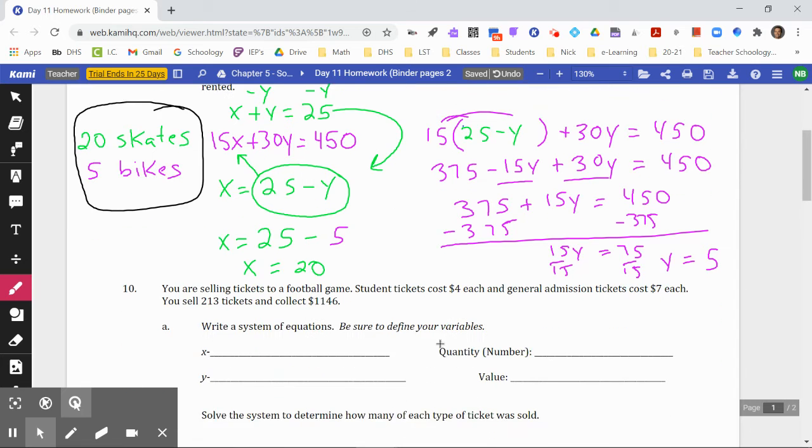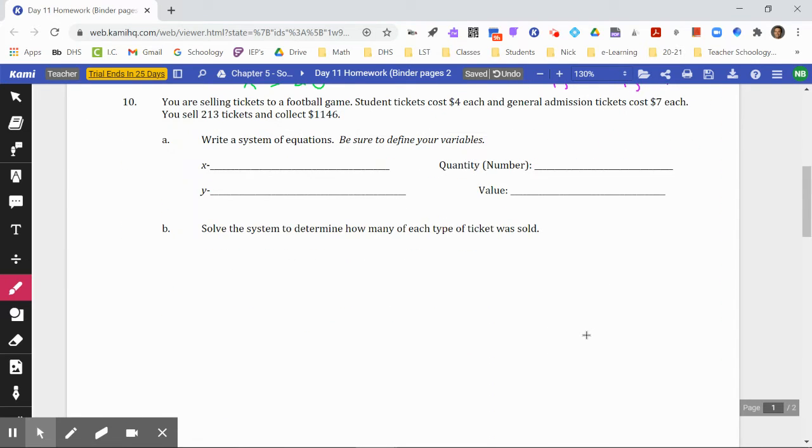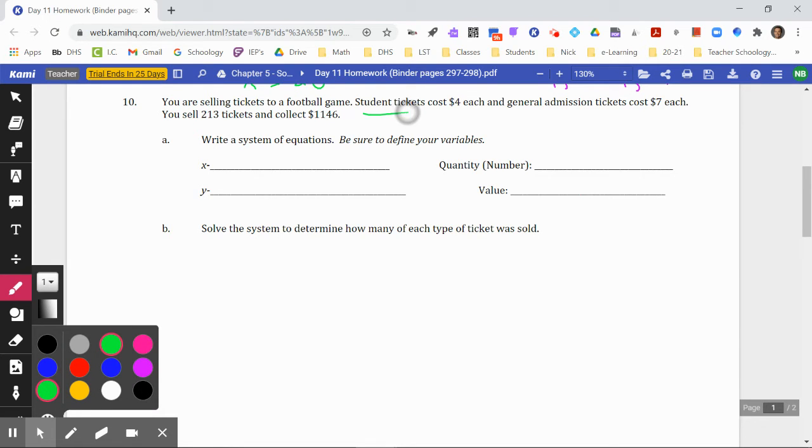All right, let's look at our next scenario here. Number 10, you're selling tickets to a football game. Student tickets cost $4 each, and general admission tickets cost $7 each. So I got some student tickets at 4 and some general admission tickets at 7, 2 different items. We're going to use standard form here. We sell 213 tickets and collect $1,146. All right, so we had a couple of totals here. So again, my equations are going to be equal to those.